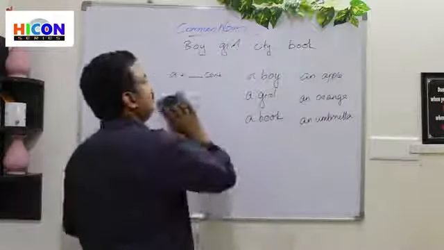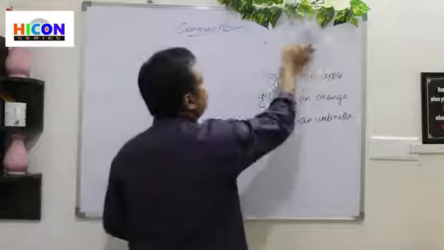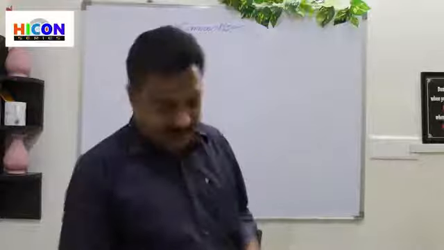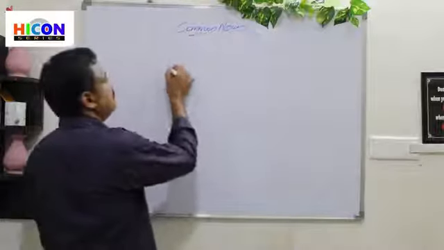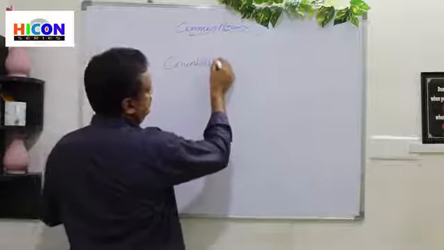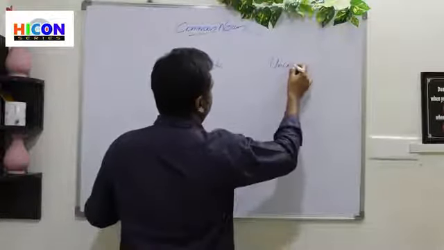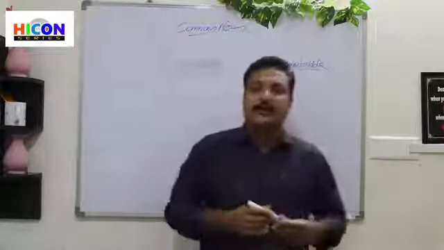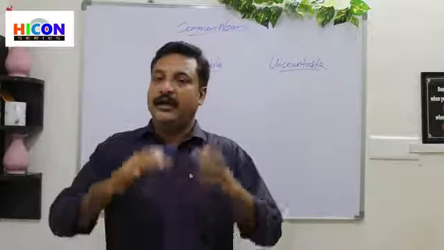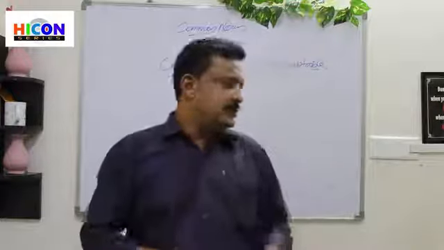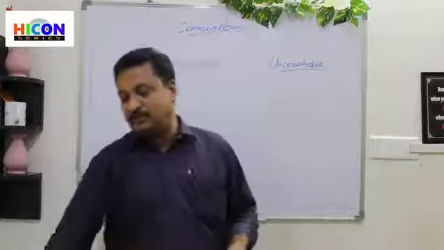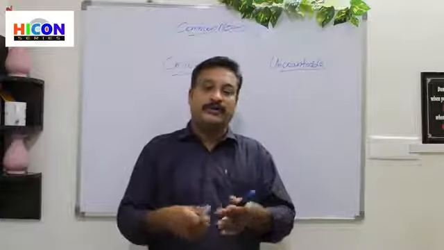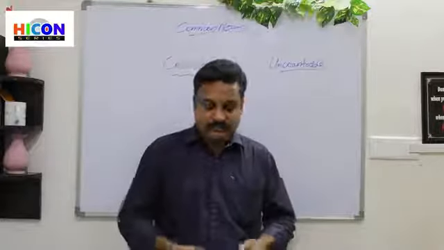And in common noun, we have one more feature. We call it singular plural. So another feature of a common noun that we need to learn is whether they are countable or uncountable. What do you mean by countable noun, and what do you mean by uncountable noun? Say, some things we can count. For example, if I have some pens in my hand, we can simply count it. Now, 1, 2, 3, 4, 5. So we can count them.